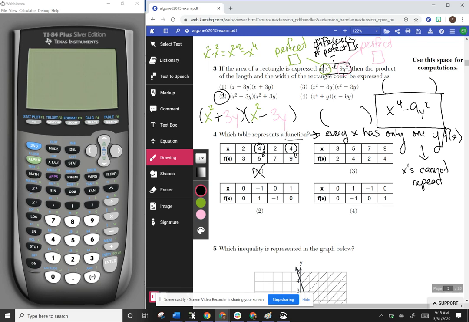Okay, in option number 2, we have repeated x values with different y values. Cannot be 2. In number 3, our x values do not repeat at all: 3, 5, 7, 9. So our answer is going to be 3. And just to disprove 4 more, 0 in the x value repeats with different y values. So 3 was our answer.